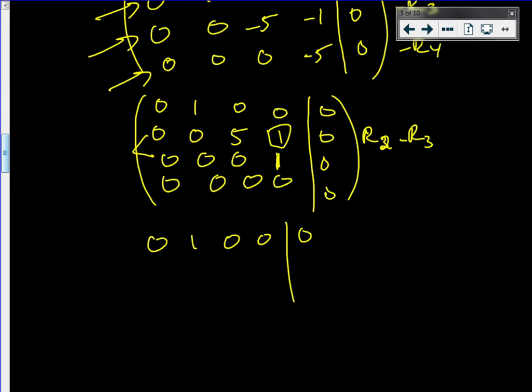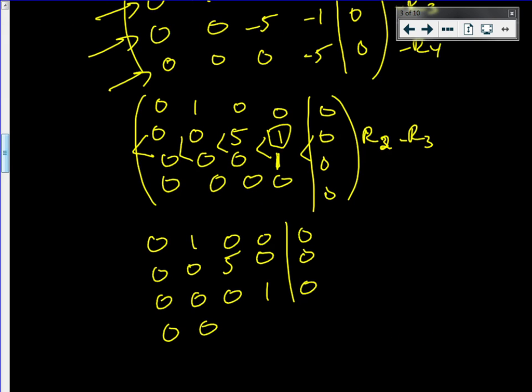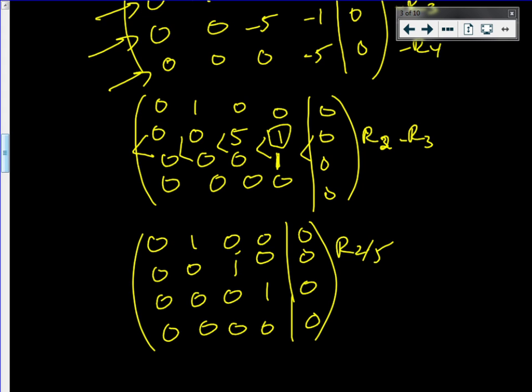0 minus 0 is 0. 0 minus 0 is 0. 5 minus 0 is 5. 1 minus 1 is 0. 0 minus 0 is 0. And the third row, I'm not going to change. And the last row is all zeros. And then I'm going to divide row 2 by 5. That is, this 5 becomes a 1. Okay. So let me just erase that.